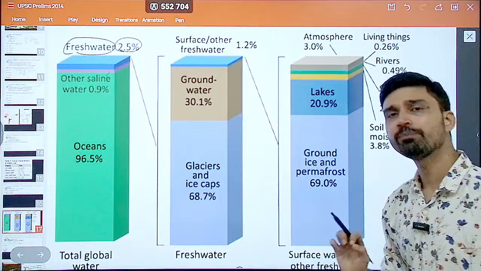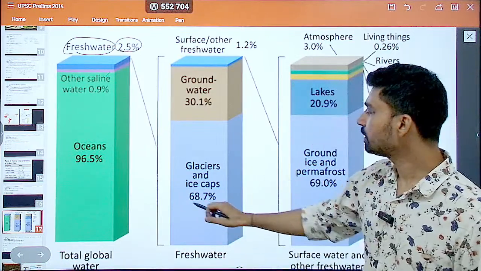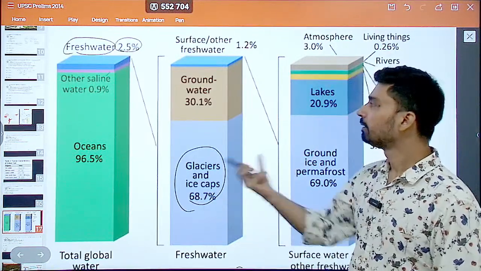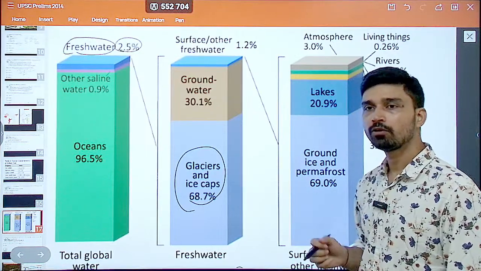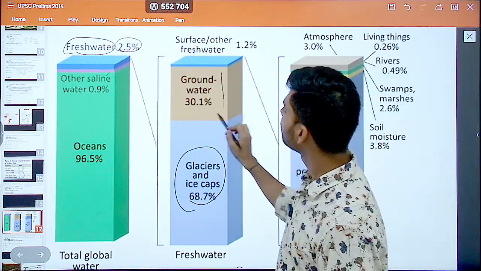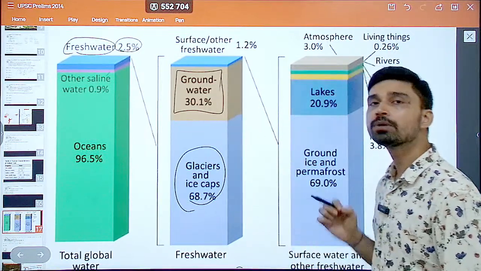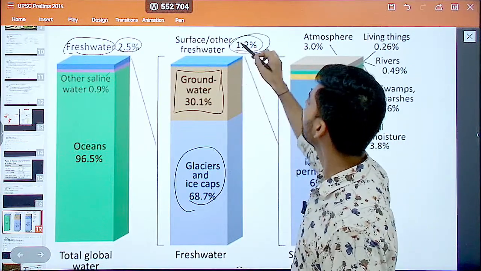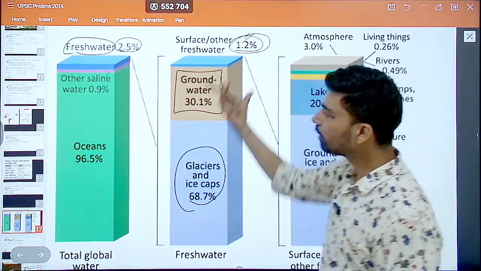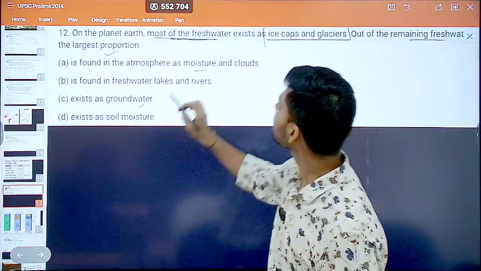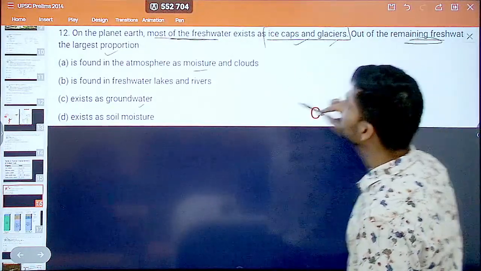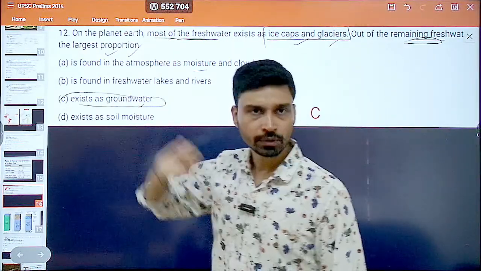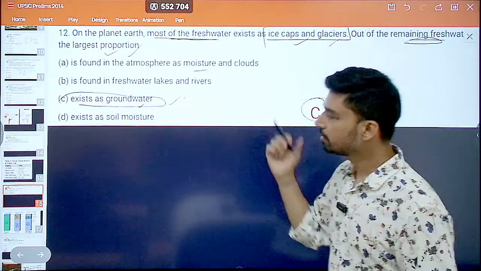Now, out of this 2.5% of fresh water present on the earth, as we have discussed and given in the question also, about 70%, roughly 68.7%, is locked in the form of glaciers and ice caps, which we cannot use directly. Groundwater makes up 30% of your total fresh water, and then the surface water makes up roughly about 1.2%. So from here we got the answer, because they are asking, apart from ice caps and glaciers, where you will find the largest proportion of remaining fresh water. Obviously 30% exists in the form of groundwater, and that is why C is the correct option here.